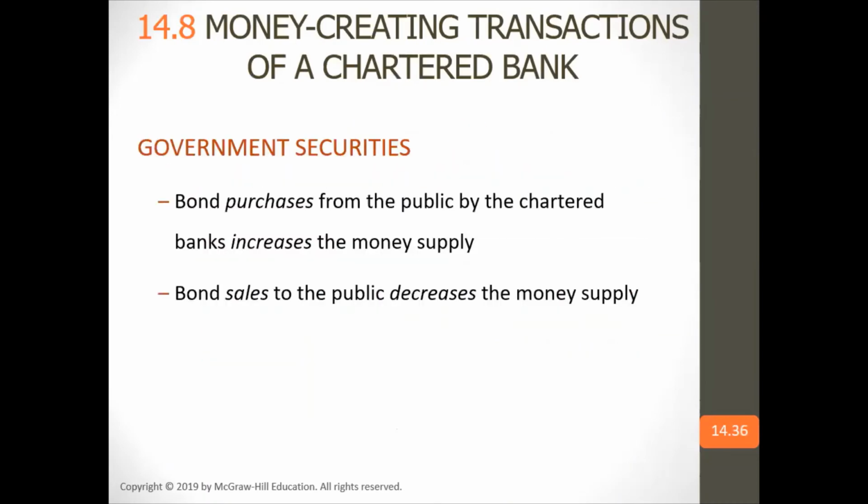So in order to increase the money supply, the central bank buys bonds from the market. That increases the money supply. And then to decrease the money supply, the Bank of Canada sells bonds to the market, to the public.